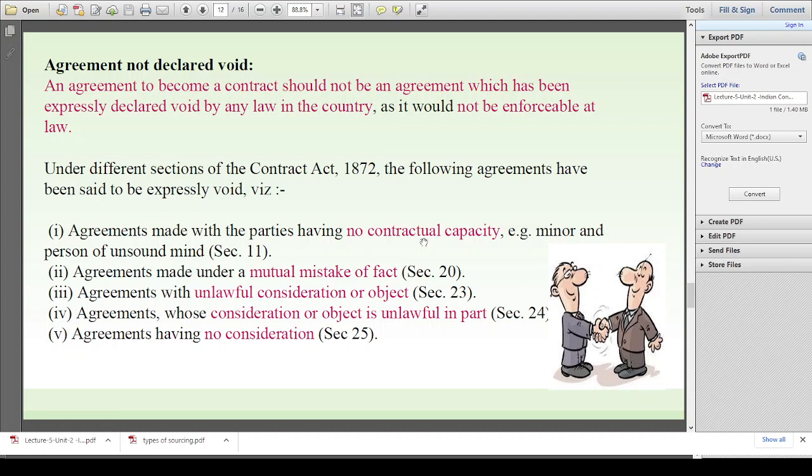For example, agreements made under a mutual mistake, and if you are making an agreement with parties having no contractual capacity, for example a minor or an unsound person, then unlawful consideration, correct? Then without any consideration, these are not practically possible. We cannot consider these things as practically a valid contract.